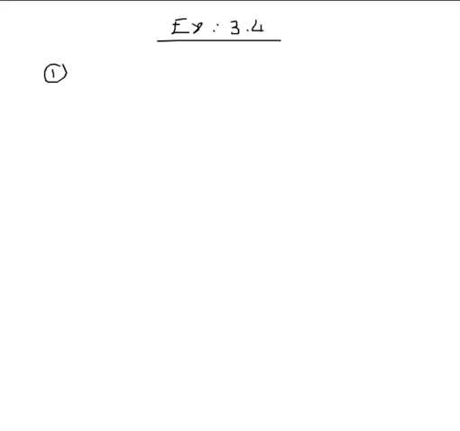Find the principal and general solutions of the following equations. First question: tan x is equal to root 3. Here tan x is positive. Tan is positive in the first and the third quadrant, so we have to write two solutions. Those are the principal solutions. Between 0 and 2 pi we have to write.